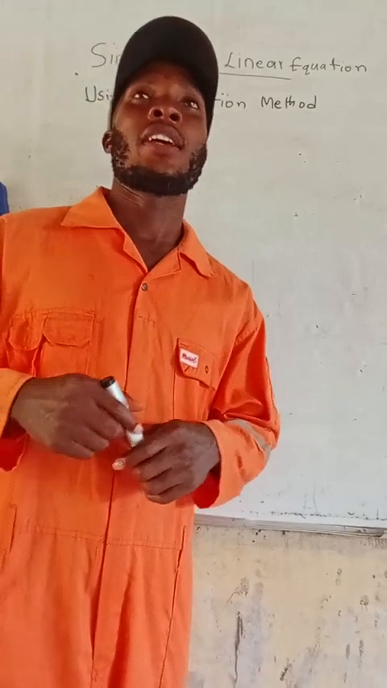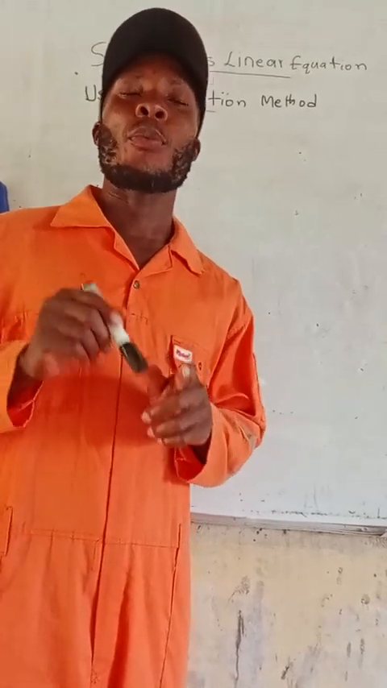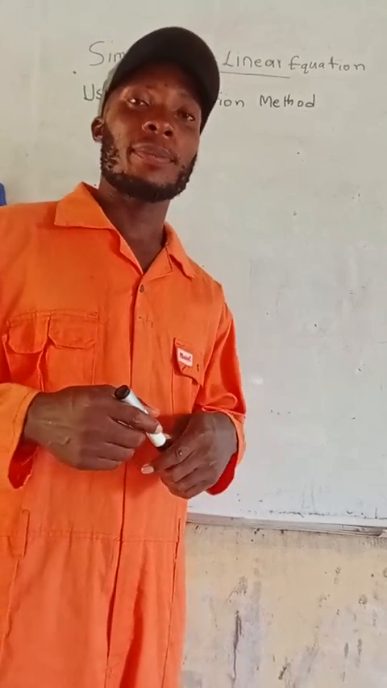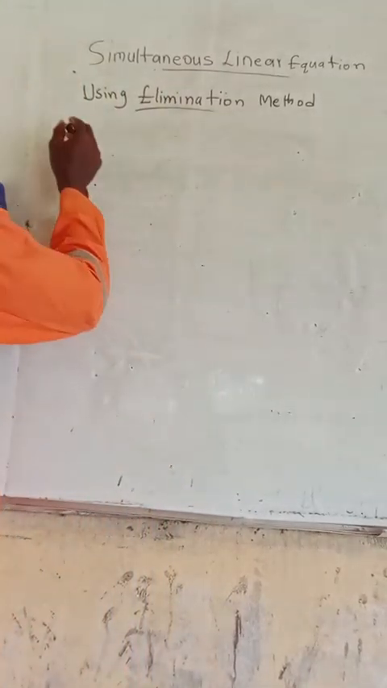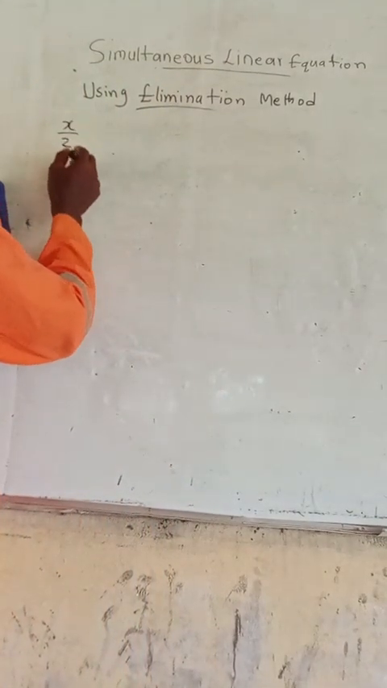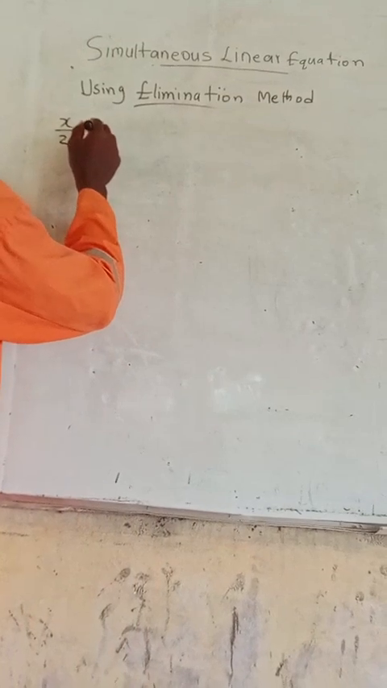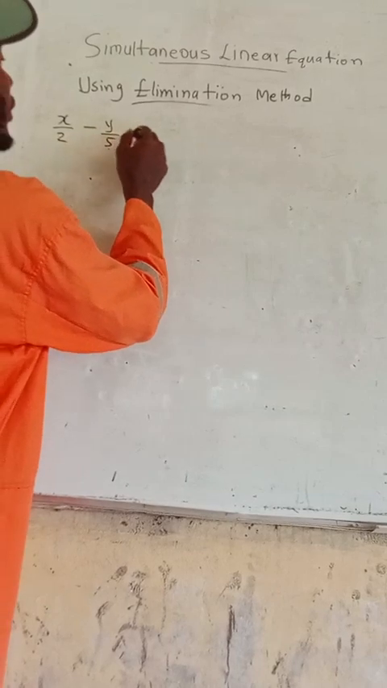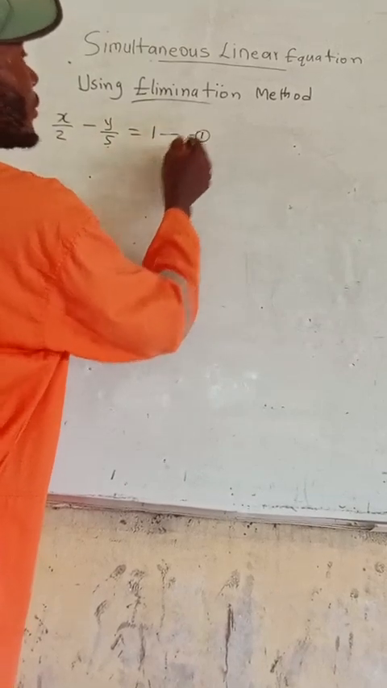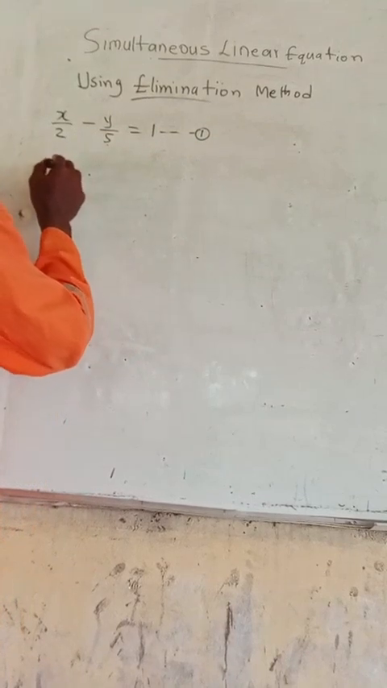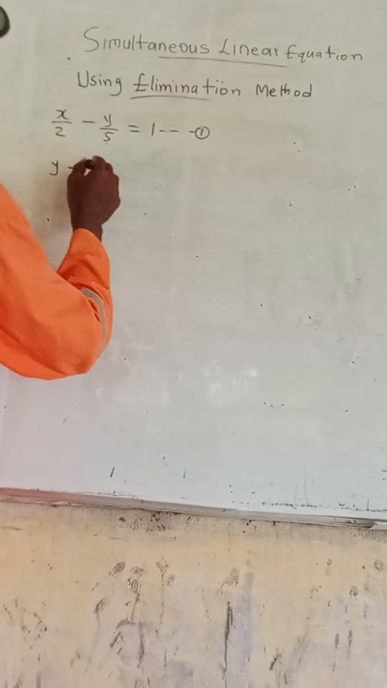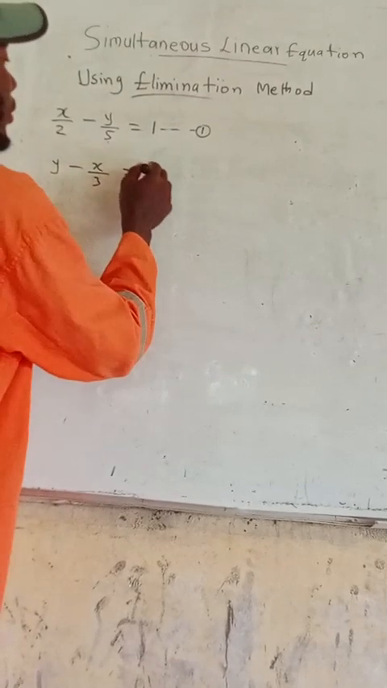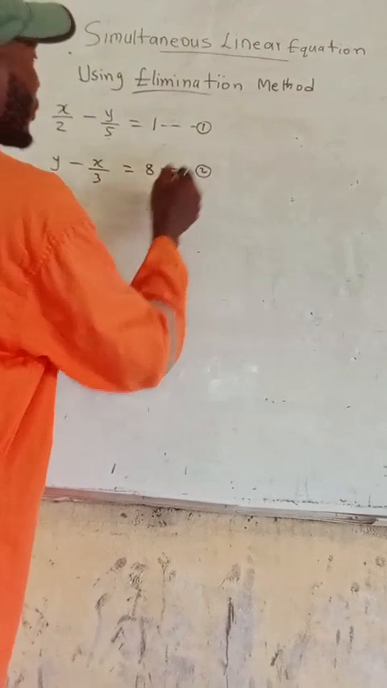Hello viewers, let's solve one problem using the elimination method. Can you give me one problem? x over 2 minus y over 5 is equal to 1. This is equation 1. y minus x over 3 is equal to 8. And this is equation 2.